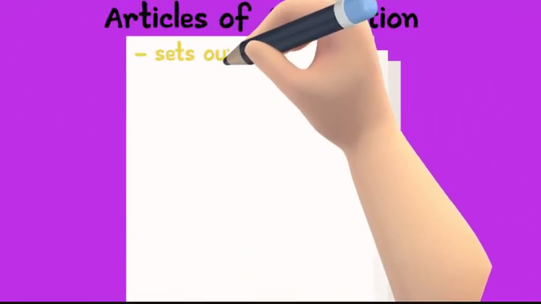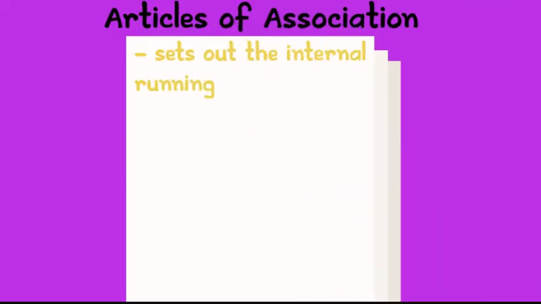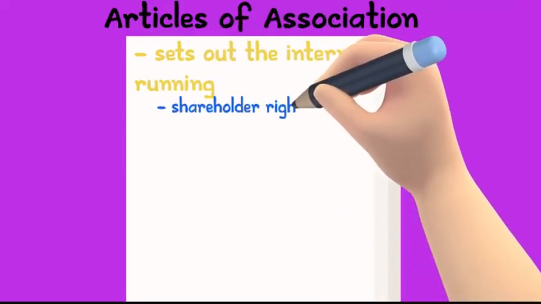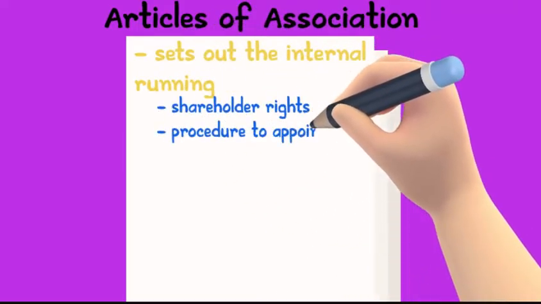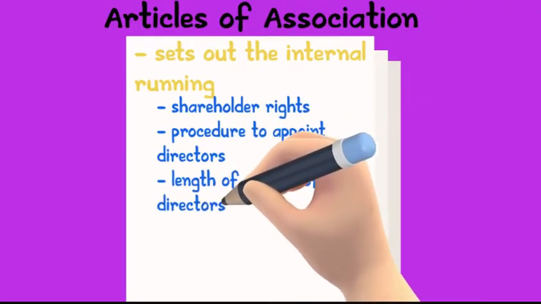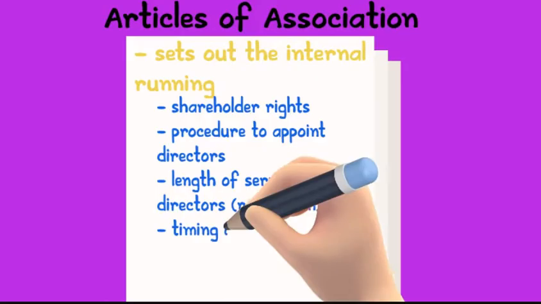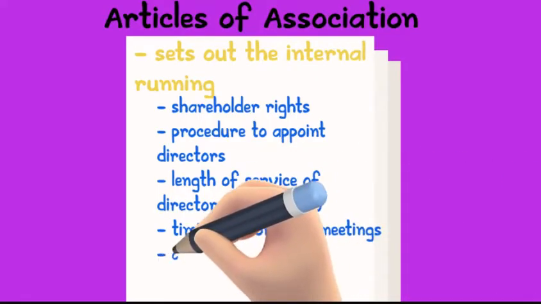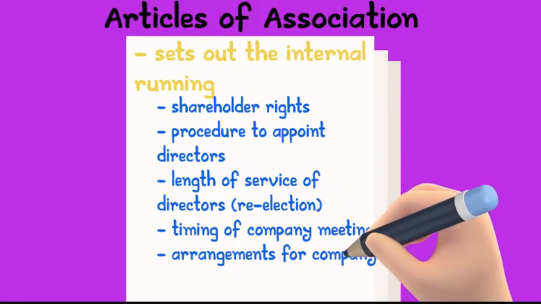This sets out the internal running of the company, including shareholder rights, procedure to appoint directors, the length of service of directors, which is re-election, the timing of company meetings, and the arrangement for company accounts.